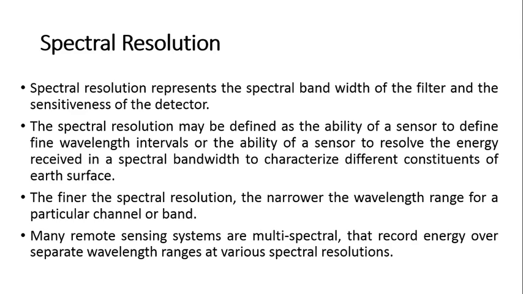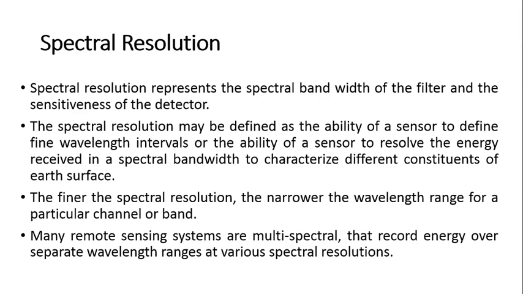For example, IRS LISS-3 uses 4 bands. That is, the bands that IRS LISS-3 uses are the green band, red band, near infrared band, and mid infrared band. The bandwidth range is around 0.52 to 0.59 for the green band, 0.62 to 0.68 for the red band, 0.77 to 0.86 in micrometers, of course, for the near infrared band, and 1.55 to 1.70 for the mid infrared band.